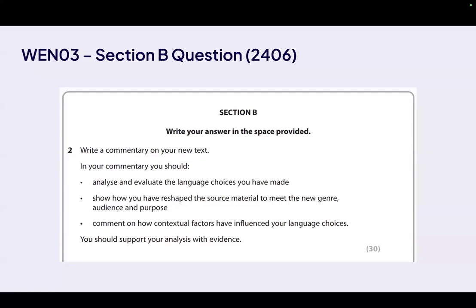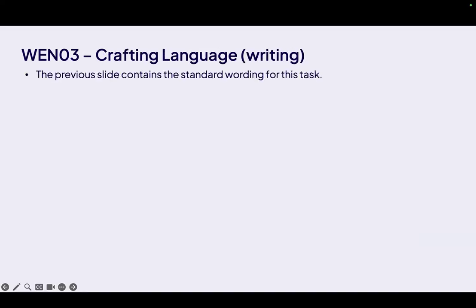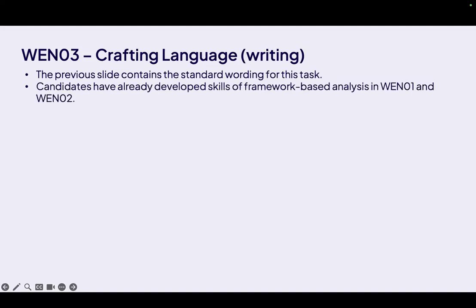This is section B, and this is now where the students have to write a commentary on what they have been writing in section A. They've already developed the skills of framework. We talked about this in paper one. If you look in the delegates booklet on page 12, you have the indicative content, which also talks about mode, field, function, audience, context, and so on. So that's important to go through with your students.